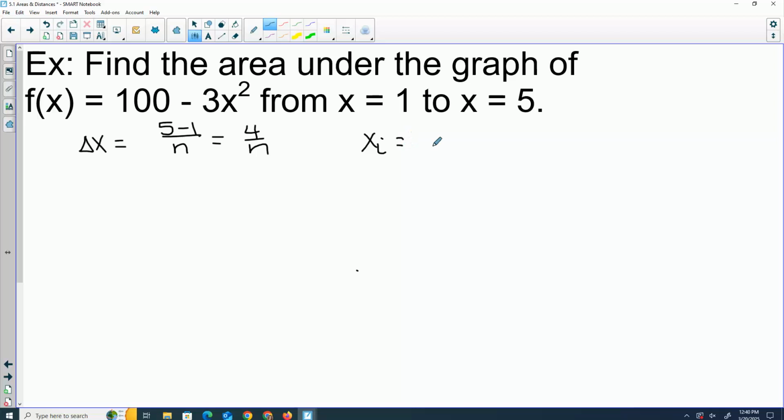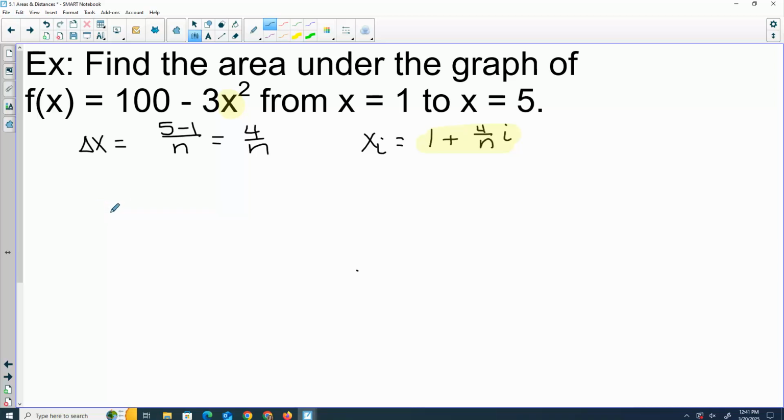So for a given x, keep in mind, this one starts at where? 1. So it's 1 plus however many multiples of 4 over n we've used. So 1 plus 4 over n times i. That is what I have to plug in for my x to get the height of my rectangles. Would it make a difference if you put the i on the bottom? You don't want to put it on the bottom, you can put it on the top. So 4i over n.